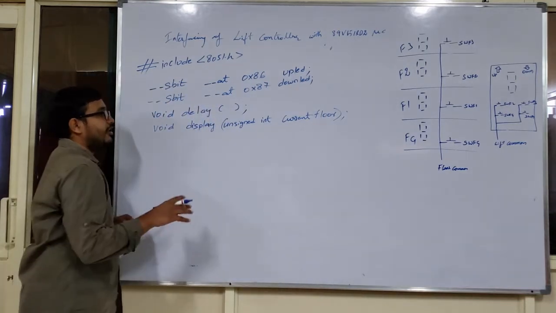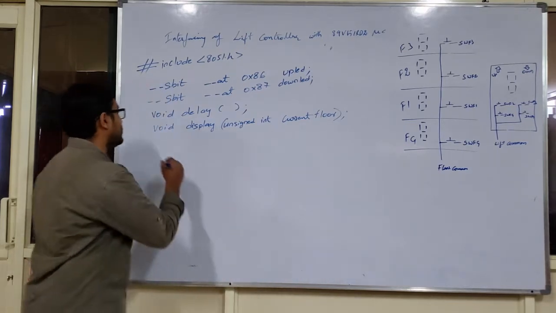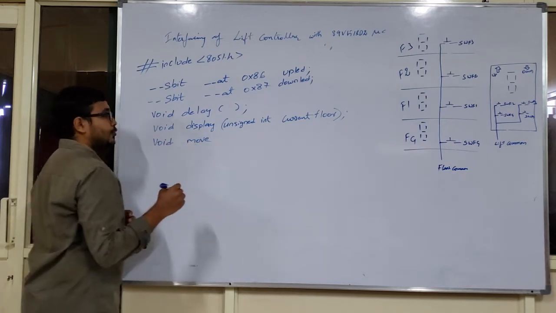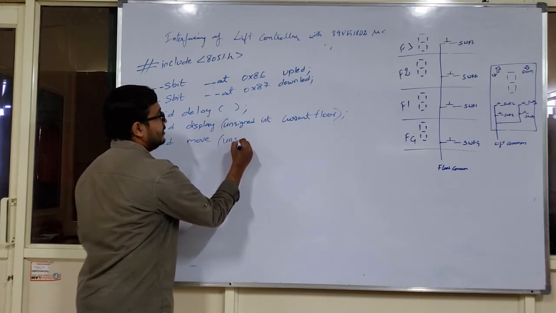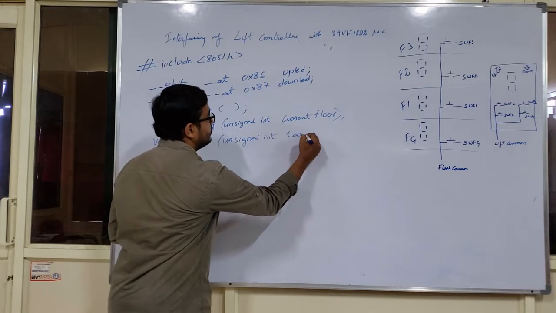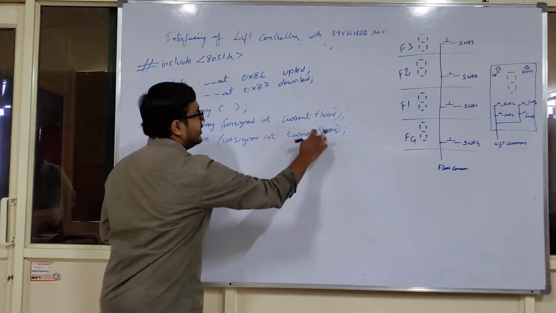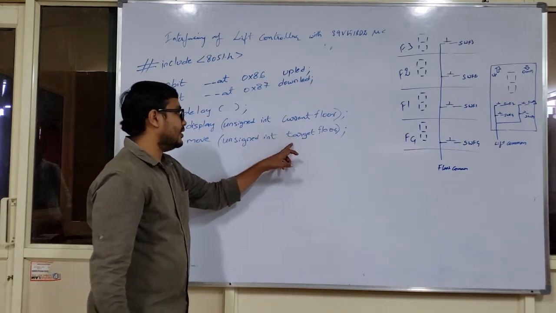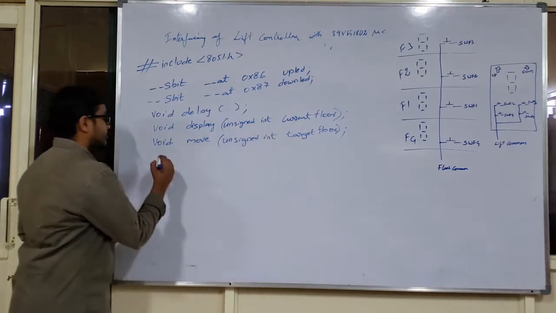What will be the current floor? That will be displayed by the 7-segment display. And if I want to move from one floor to some other floor, I have to use one more prototype declaration, that is void move unsigned int target floor. So these are the arguments I have taken, and the current floor and target floor are of type unsigned int.